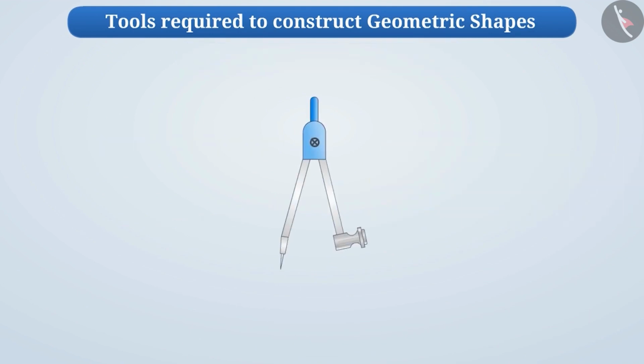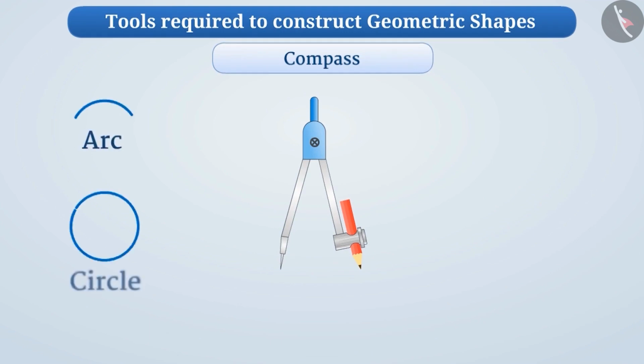Now look at this tool. There is a place to put a pencil. By placing the pencil, we get a pair: a pointer on one end and a pencil on the other end. We call it a compass. We use it to draw arcs and circles.